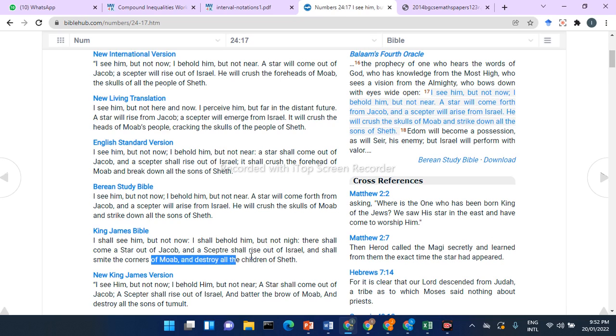And so this is very important, because this is a prophecy of the birth of Christ. And it's comparing Christ to a star. It says a star shall come out of Jacob. We're going to see him, but we're not going to see him now. We're going to behold him, but he will not be near. A star is going to come out of Jacob, and a scepter shall rise out of Israel. So that scepter refers to kingship. I mean, who has a scepter? A king has a scepter.